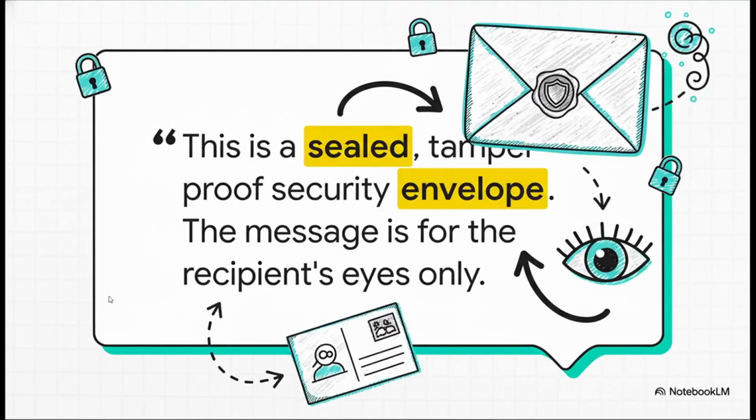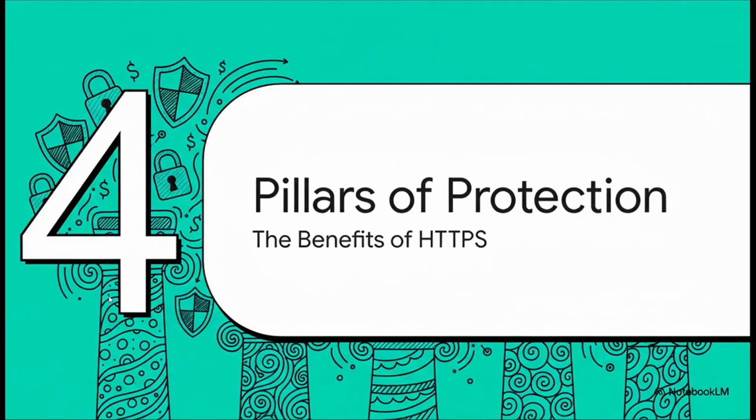Which brings us right back to our analogy. If HTTP is a postcard for anyone to read, HTTPS is that sealed, tamper-proof security envelope. Nobody in between can peek inside. The message is for the recipient's eyes only, period. Now, this secure envelope doesn't just give you one benefit. It's actually built on several crucial pillars of protection that all work together to keep you safe online.